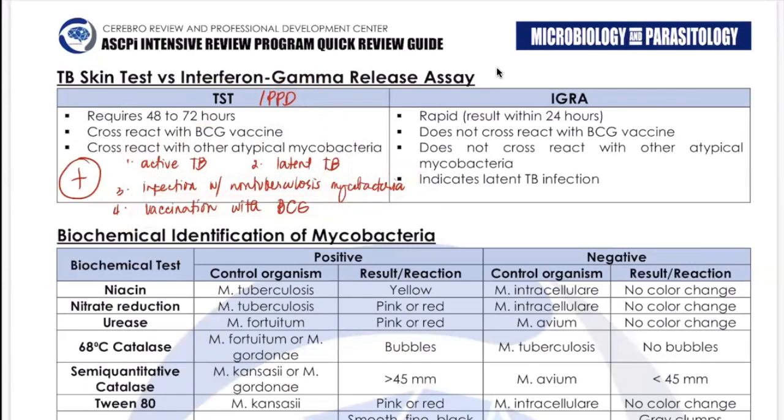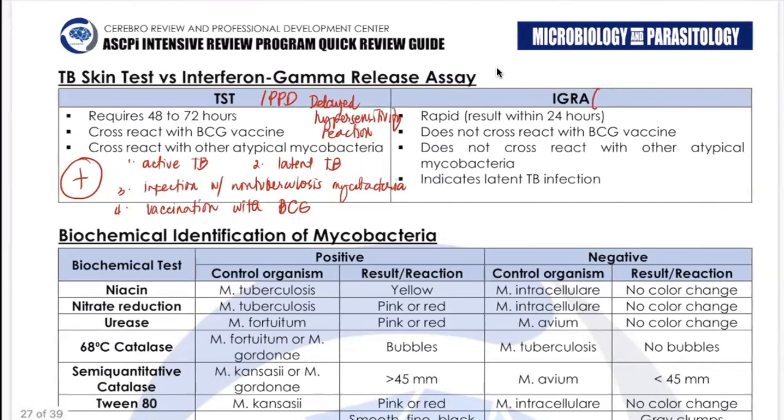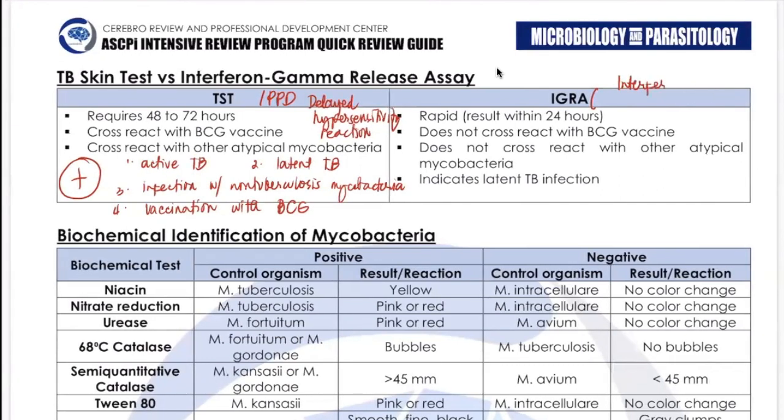Another thing, remember guys na yung PPD test is classified as a delayed hypersensitivity reaction, di ba? This is a delayed hypersensitivity reaction. So that means medyo matagal yung result, no? Pwede siyang umabot ng 72 hours. So, in contrast to IGRA, which is referred to as interferon gamma release assay. Sorry, mali yung spelling.